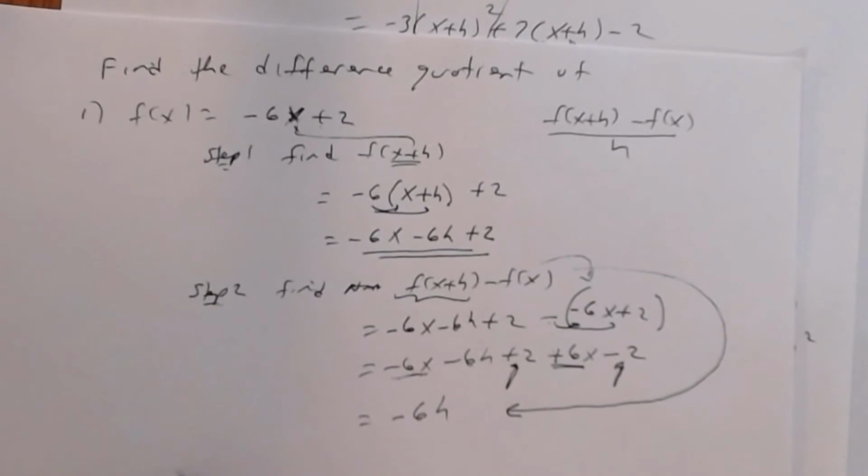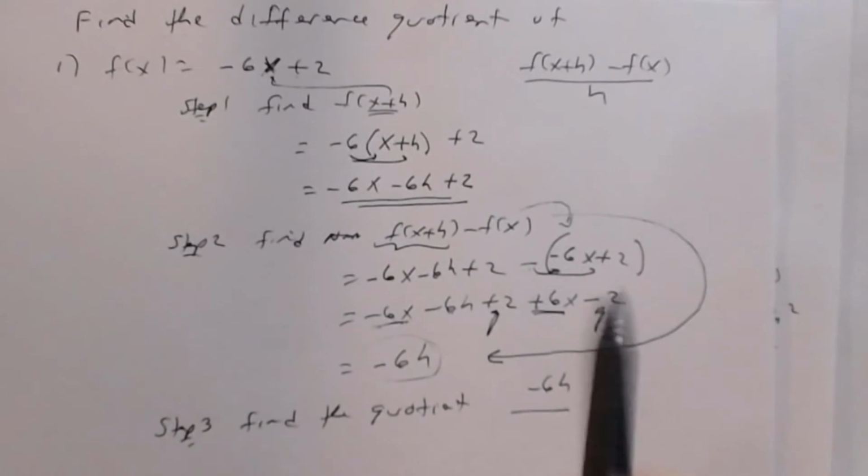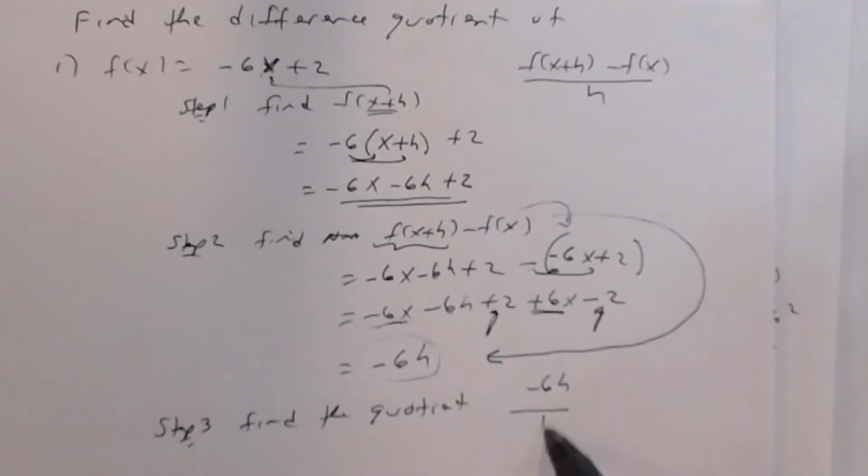All right, and then finally step 3 would be where you would find the quotient. Find the quotient. All right, so here we go. So the quotient, you found the numerator now. Step 2 is your numerator right here. That's your numerator. But then you're also dividing by h, and then you reduce. See, I can reduce here. The h's divide out, and you're just left with negative 6. All right, so that's your difference quotient.